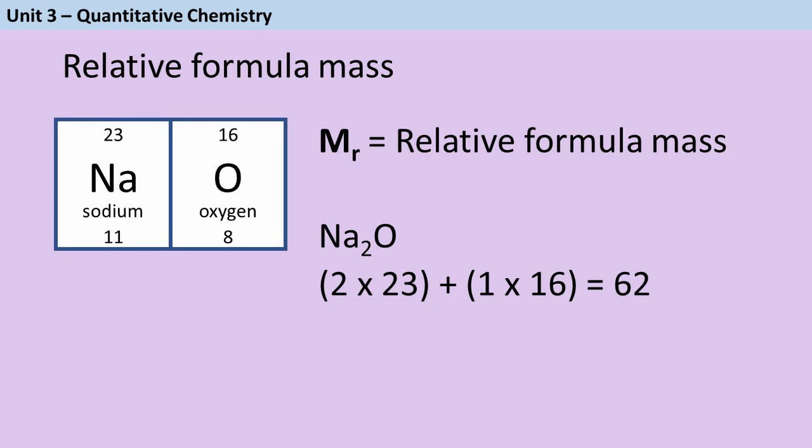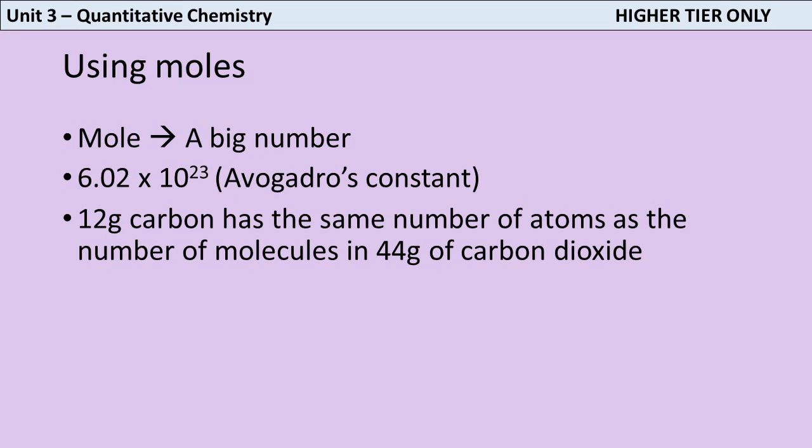The first real calculation that you're going to do as part of quantitative chemistry is relative formula mass, shown by the symbol MR. You have to be able to do this to do almost anything else in quantitative chemistry. All you're doing is taking the relative atomic masses from the periodic table and adding them up. So for sodium oxide, there are 2 sodiums, so 2 times 23, and 1 oxygen, so 1 times 16. Add it all up and you get 62. If you need a little bit more practice doing that, I have got a whole video of practice calculations.